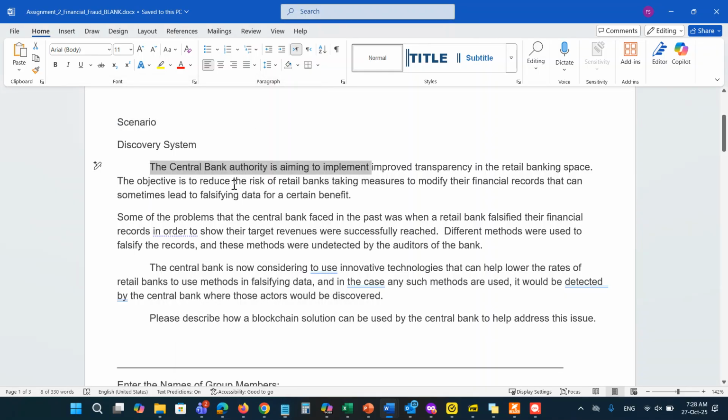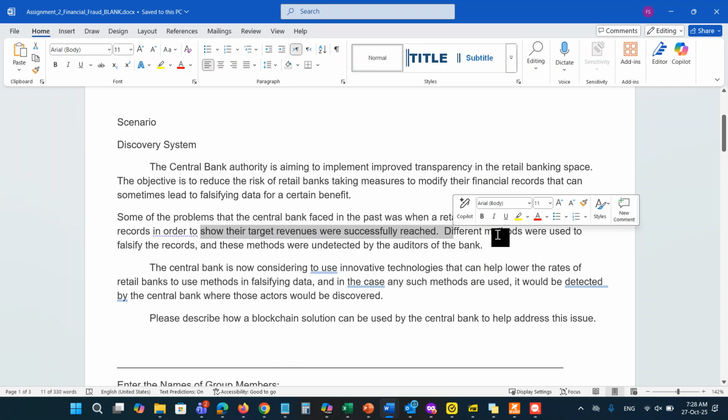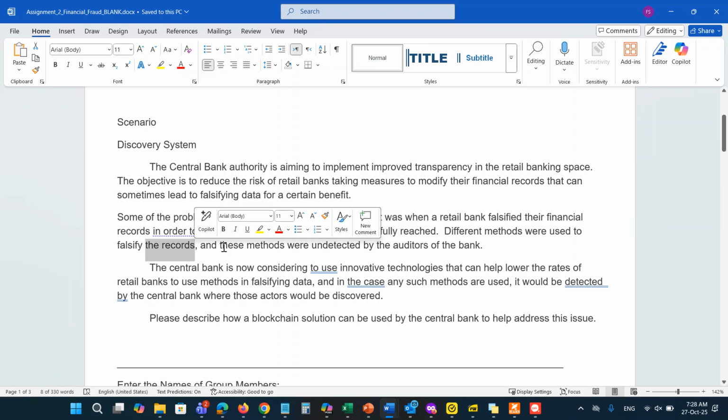So here's the problem. The central bank authority is aiming to implement improved transparency in the retail banking space. The objective is to reduce the risk of retail banks taking measures to modify their financial records that can sometimes lead to falsifying data for certain benefit. Some of the problems that the central bank faced in the past was when a retail bank falsified their financial records in order to show their target revenues were successfully reached. Different methods were used to falsify their records, and these methods were undetected by the auditors of the bank.